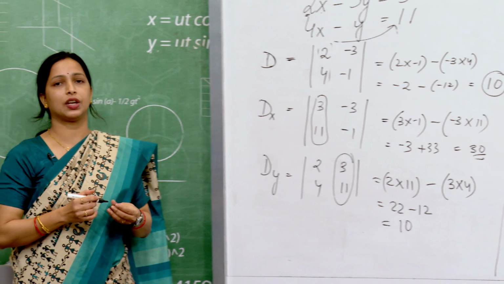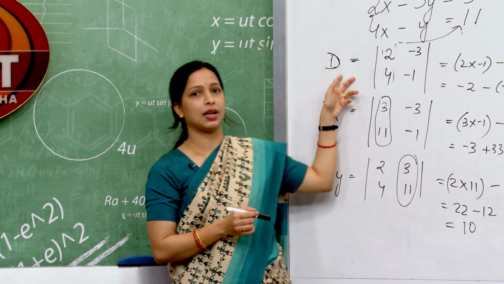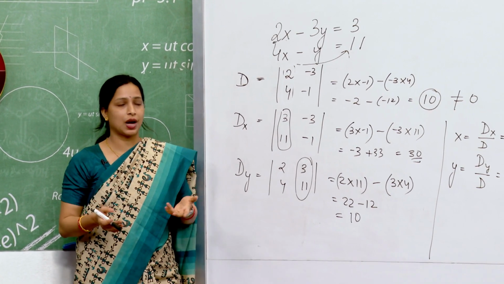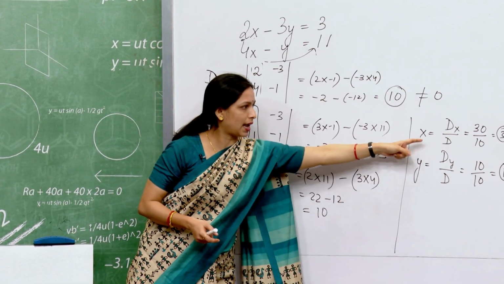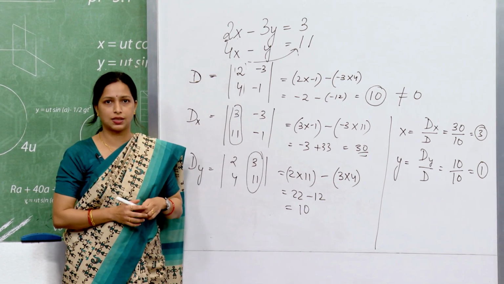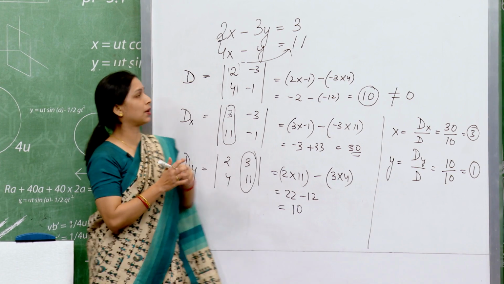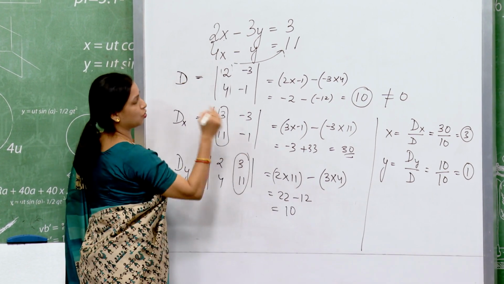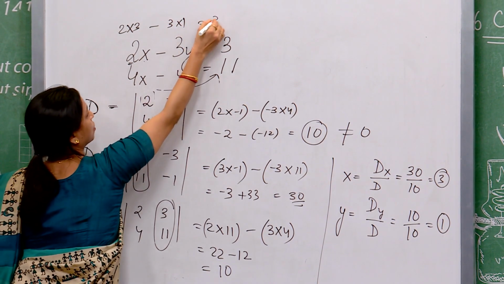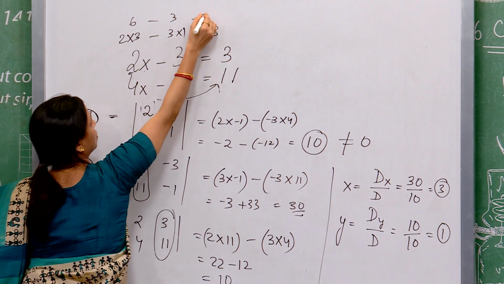So, this is how we can use Cramer's rule in solving linear equations where there are two unknown variables. In order to verify your answers, you can substitute x as 3 and y as 1 in any one of the equations and see whether 3 is coming or not. So, let us say x is 3. 2 into 3 minus 3 into 1 equals 3. So, 6 minus 3 equals 3.